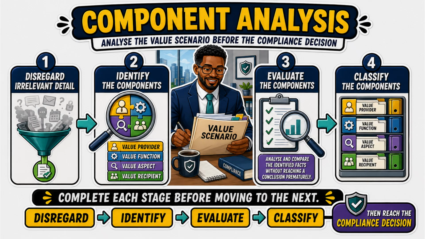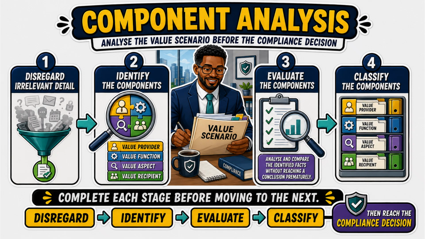Stage 3 is to evaluate the components. You examine each identified component carefully and compare it with the facts of the complete value scenario. You consider who the value provider really is, what value function was actually performed, which value aspect was involved, and who received the function. The components must be evaluated together because no single component determines the regulatory outcome.